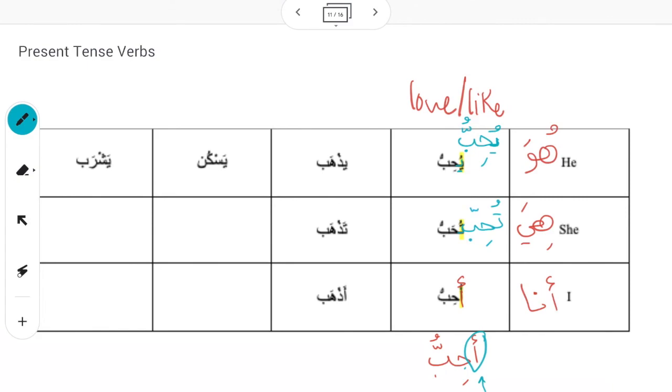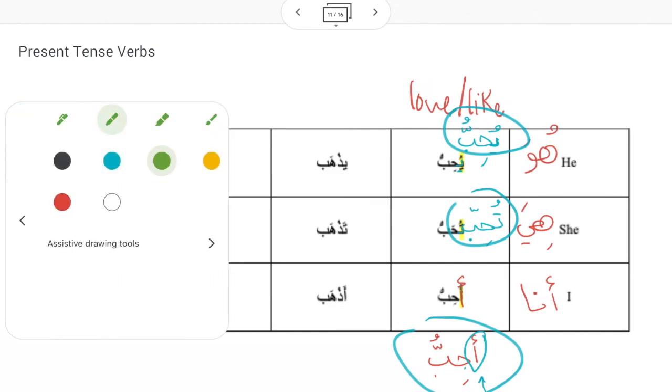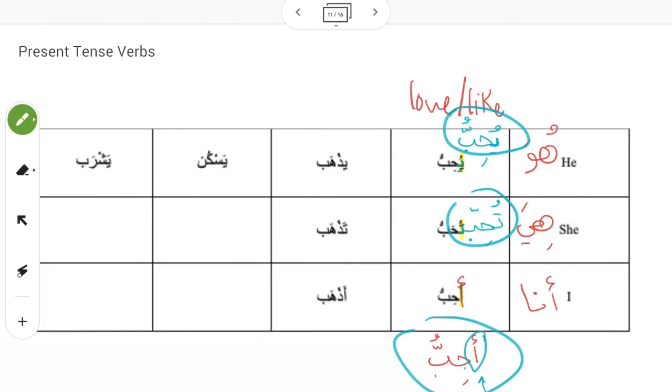Okay. So we'll start here. Uhibbu, yuhibbu, tuhibbu. So now we want to look at the same exact thing in a few other verbs that we have. The verbs that we did last time were to go.